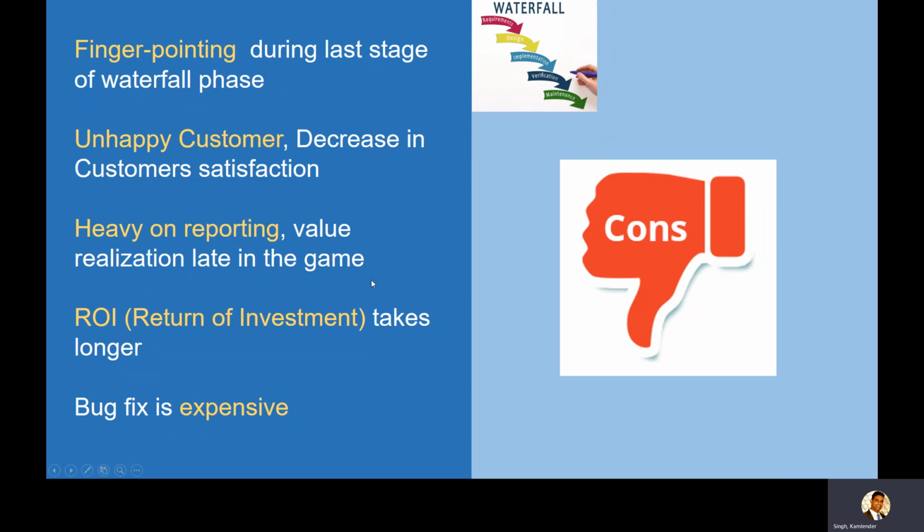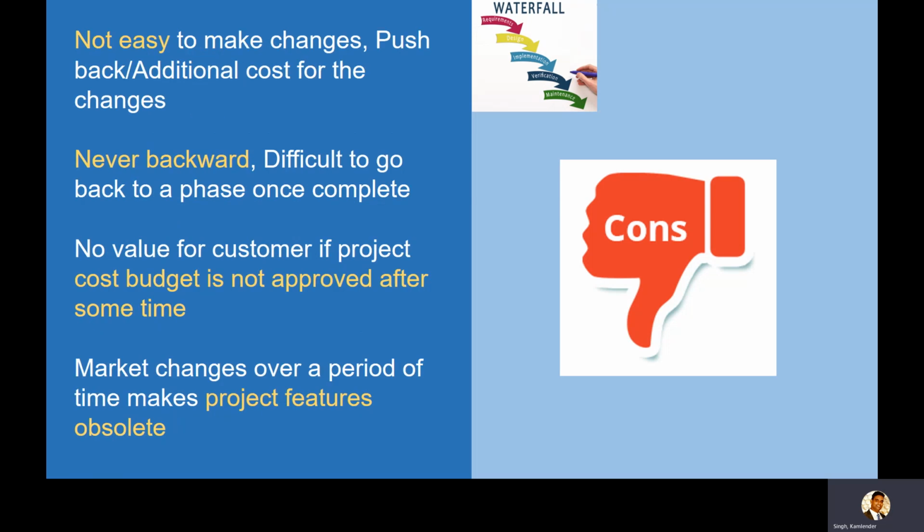Bug fix is expensive because, for the bug fix, until it goes to the testing phase, and if there is a heavy emphasis on changing the design or the architecture to fix that bug, then on the basis of the conversation that I have done till now, how much effort will it take to change the system? So hence the bug fix is expensive. Not easy to make the changes, push back, additional cost for the changes.